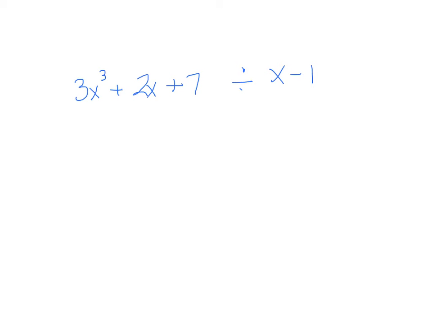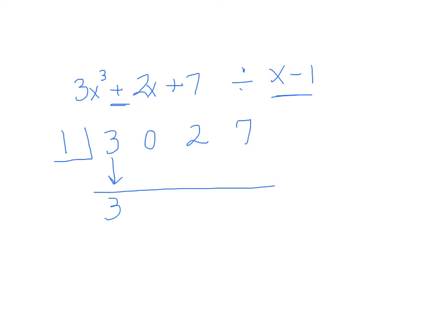Okay, so here's a different situation. You have 3x to the third plus 2x plus 7, and you'll notice you're missing a quadratic term. So what do you do when you need to divide? Okay, so first of all, I'm going to put the 0 in here, so this is 1, and I'm going to put a 3 for the cubic, but a 0 for the quadratic, 2 for the linear, and 7 for the constant. All right, so you're going to put the 0 in as a placeholder.